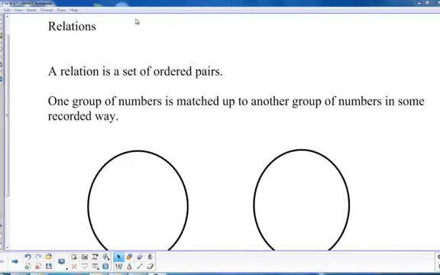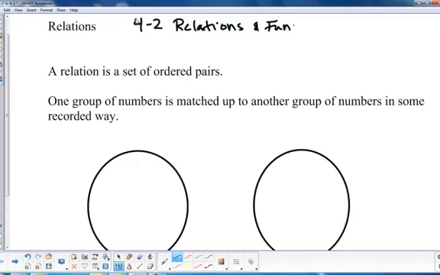Alright, this evening we're going to complete section 4.2, which is relations and functions, as well as 4.3. In 4.2, our definition of a relation is that it's a set of ordered pairs. You might want to take notes on your vocab sheet about that. So basically, one group of numbers is matched to another group of numbers.